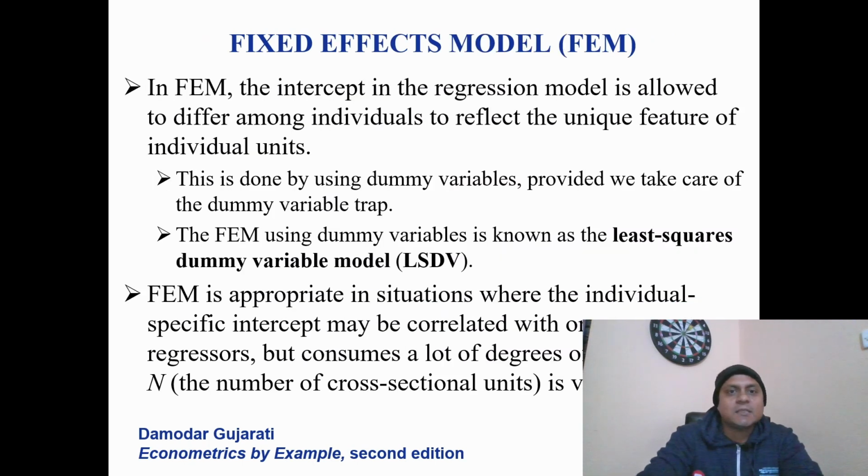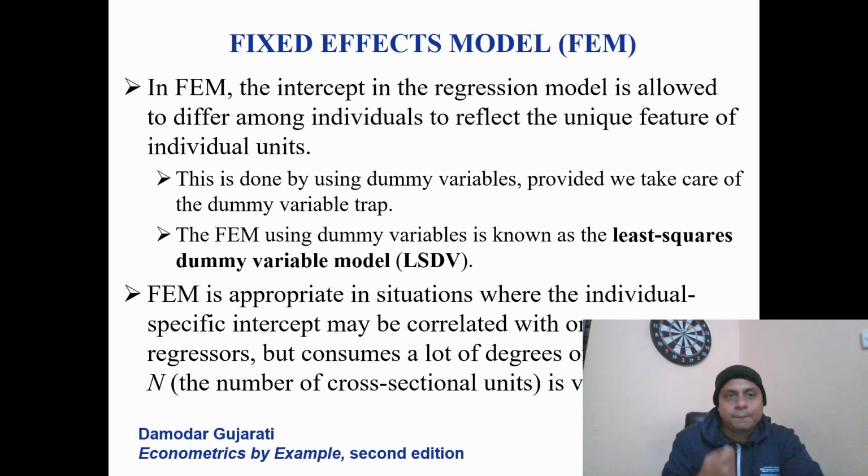In the fixed effect model, we have a fixed number of intercepts. For instance, the intercept in the regression model is allowed to differ among individuals to reflect the unique features of the individual units. We allow the intercept to vary, and this is done by using dummy variables, provided we take care of the dummy variable trap.